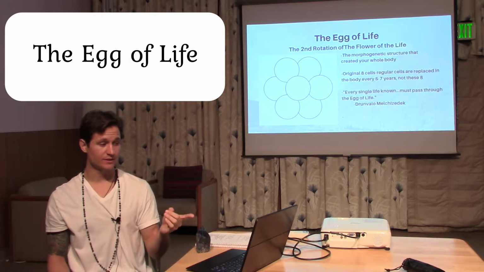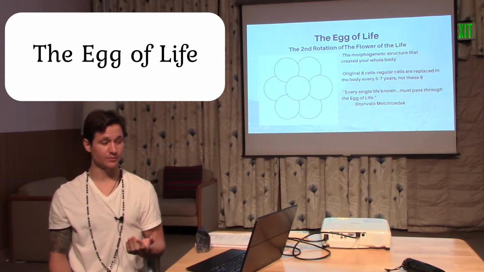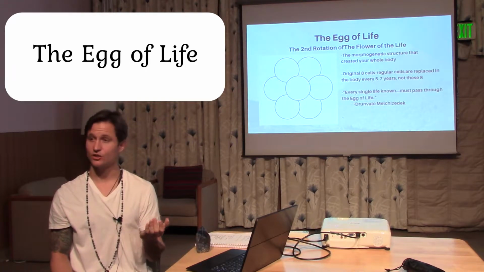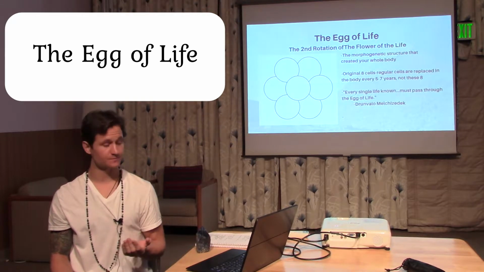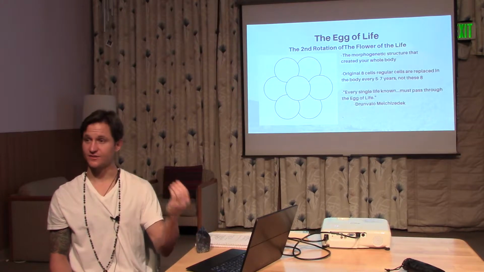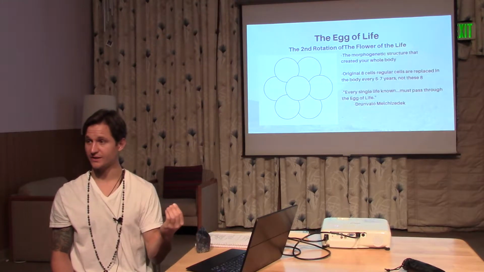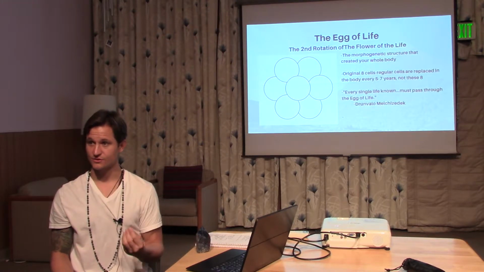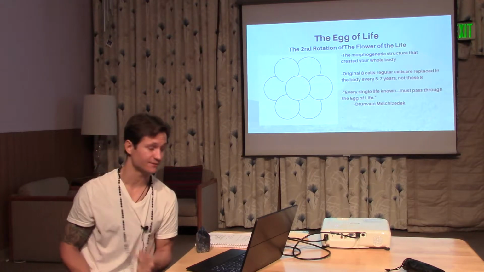And this shape is a three-dimensional shape that could be perceived as a cube or a star tetrahedron. The center circle is hiding a sphere behind it, so another circle behind it, and that creates 8 circles. And this shape is called the egg of life.